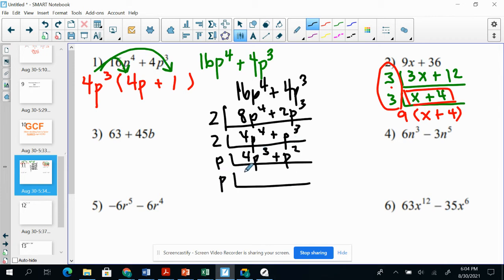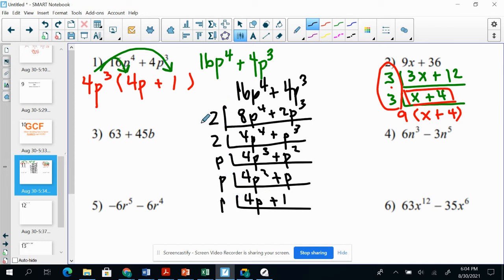So I'm taking away 1p, 4p squared plus p. Still got some p's left, so I'm taking another p. Gives me 4p. There's nothing there, so we're going to put a 1 because p times 1. Because remember, this leftover has to multiply by this to get what you started with.